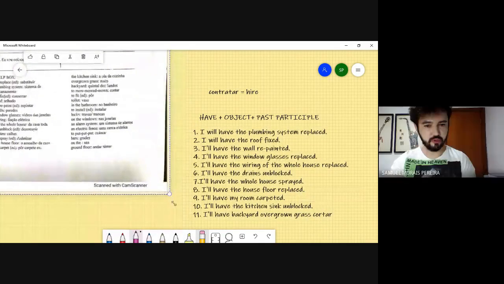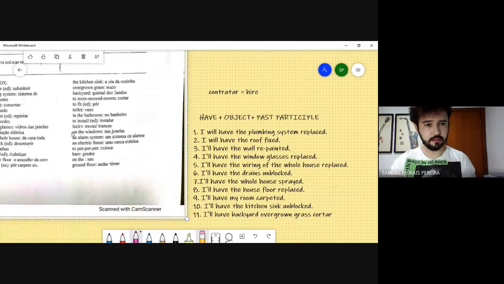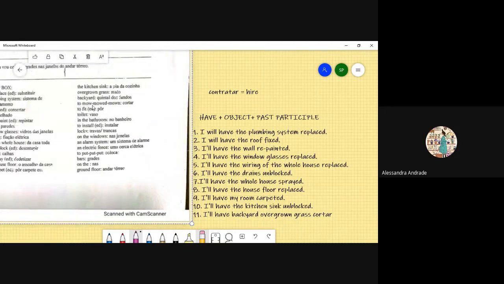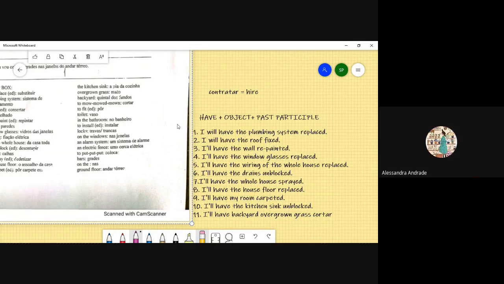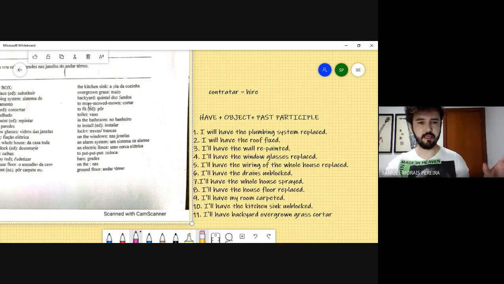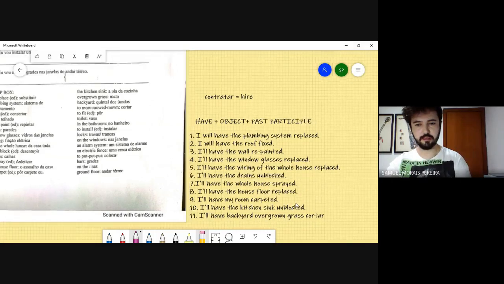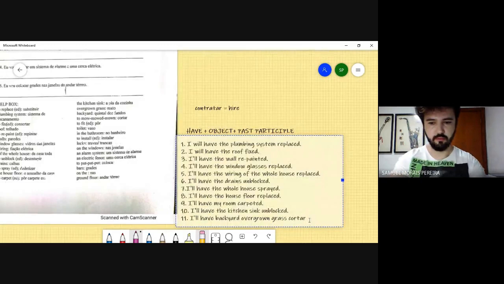Bom, and then here you have the verb cortar, como você fez aí certinho, Alessandra, olha, eu vi que você fez direitinho. Você pode, sim, usar o verbo cut, né? Cut, cortar. But when we are talking about grass, they have a special verb for it, okay? So when we are talking about grama, mato, etc., they use the verb mow, okay? And the verb mow is mowed and mown. So here I say, I'll have the backyard overgrown grass mown.